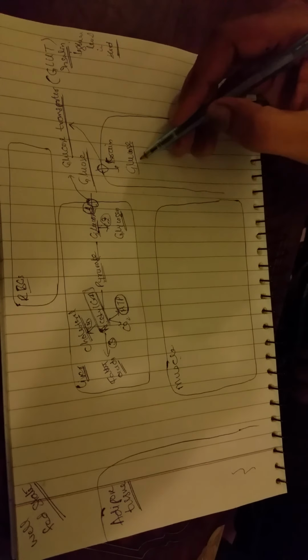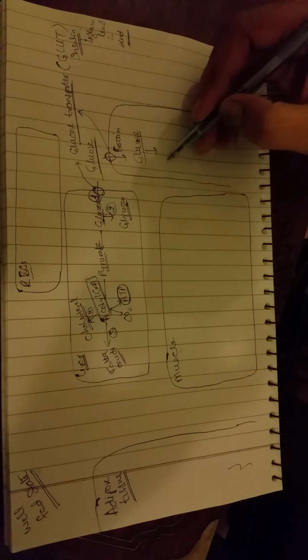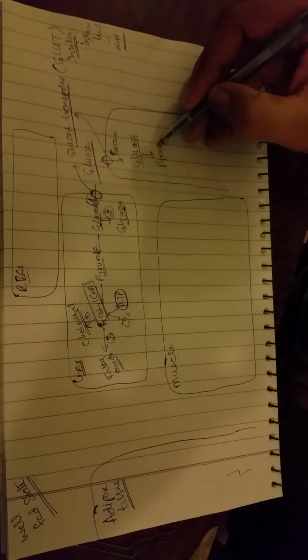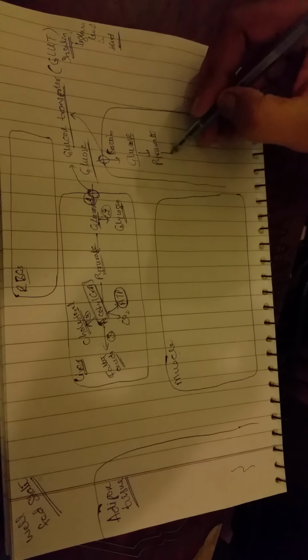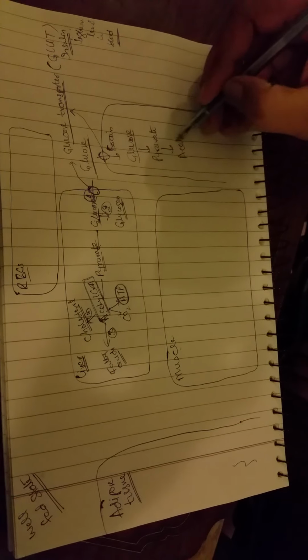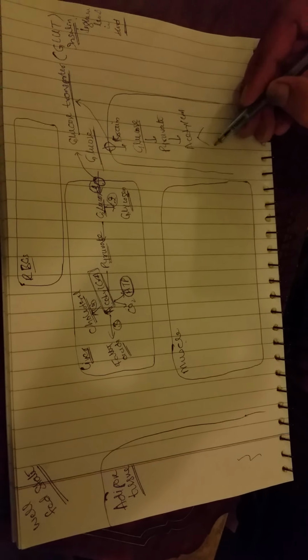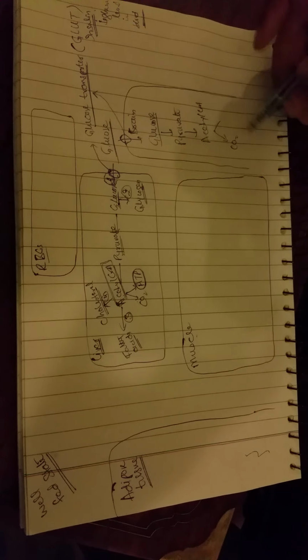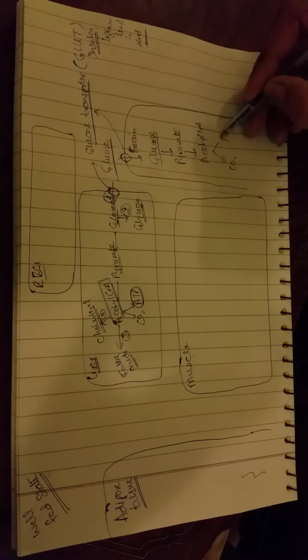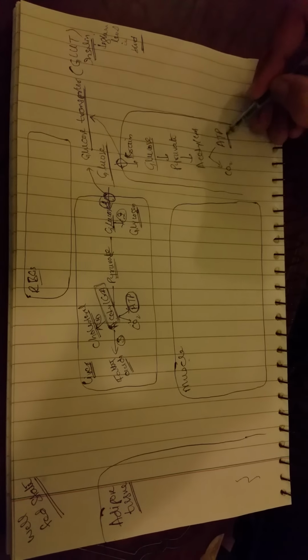And that glucose will make what? Pyruvate. Yes, good. And that pyruvate is going to make what? Acetyl-CoA. And acetyl-CoA is going to make what? Carbon dioxide through Krebs cycle, and ATP through electron transport chain.